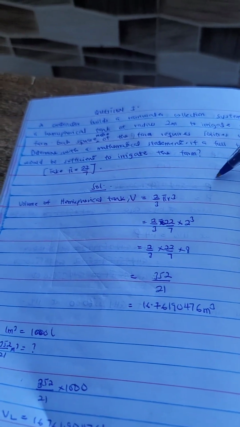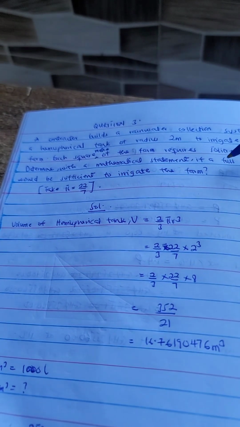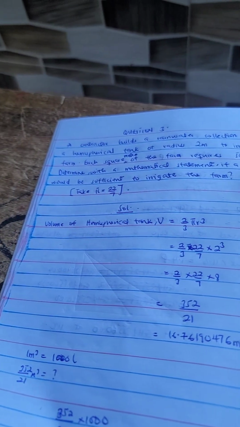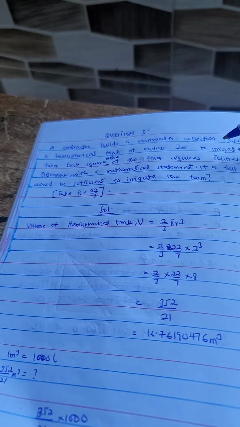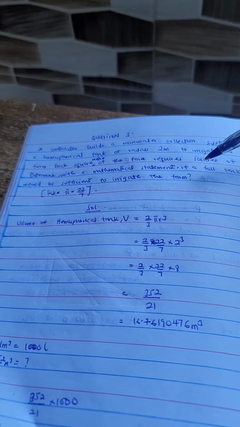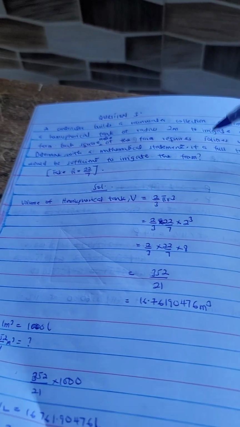So, solution. We are told the contractor built the rainwater collection system in the shape of a hemispherical tank, which is half of a sphere. Now, how do you solve this question?